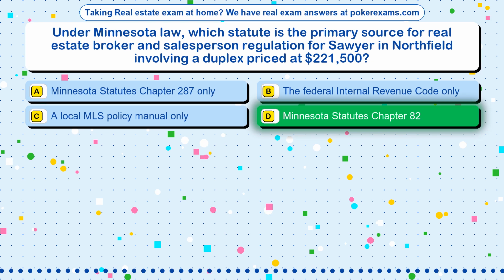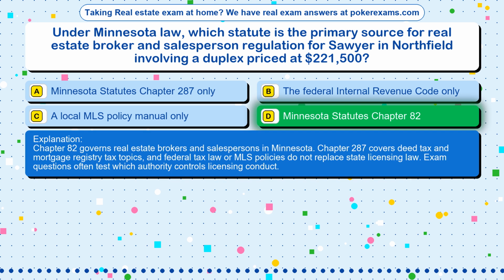The correct answer is option D, Minnesota Statutes Chapter 82. Chapter 82 governs real estate brokers and salespersons in Minnesota. Chapter 287 covers deed tax and mortgage registry tax topics, and federal tax law or MLS policies do not replace state licensing law. Exam questions often test which authority controls licensing conduct.